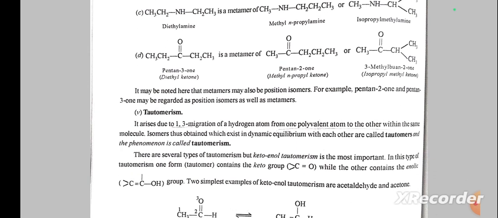It may be noted that metamers may also be position isomers. For example, pentan-2-one and pentan-3-one may be regarded as position isomers as well as metamers.